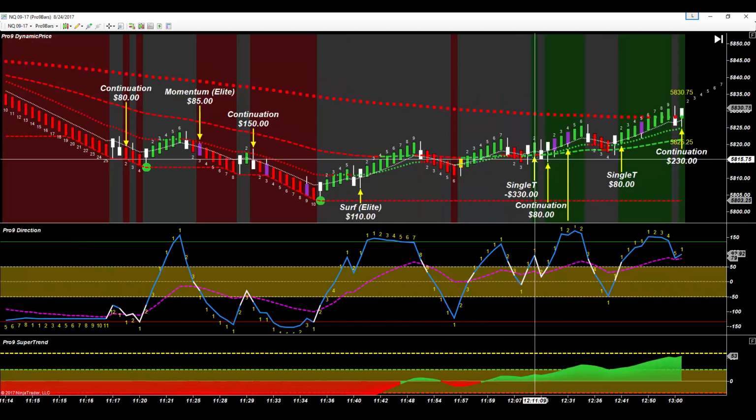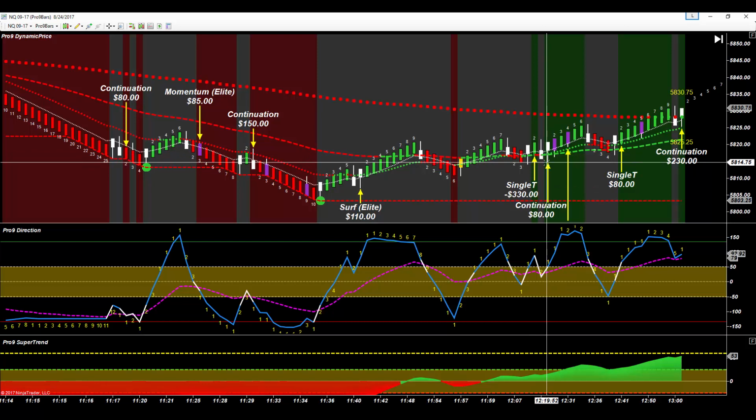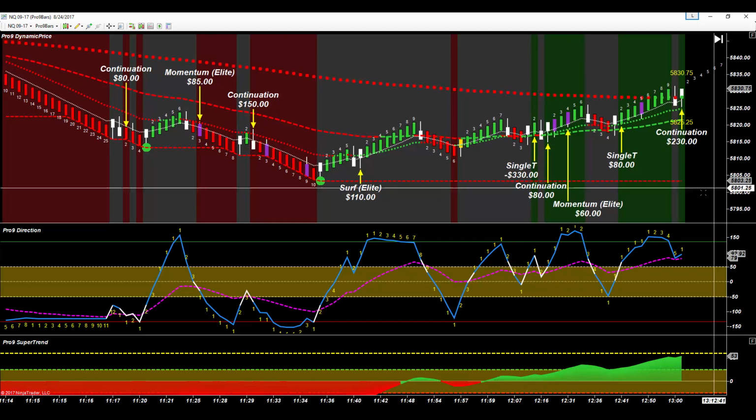We do have this single T long, a bit choppy with the EMAs roped together, but a qualified trade nonetheless, and this one unfortunately goes against us. This is followed by a continuation that hits profit target with the runner getting stopped out at break even, followed by a momentum that hits profit target with the runner also getting stopped out at break even.